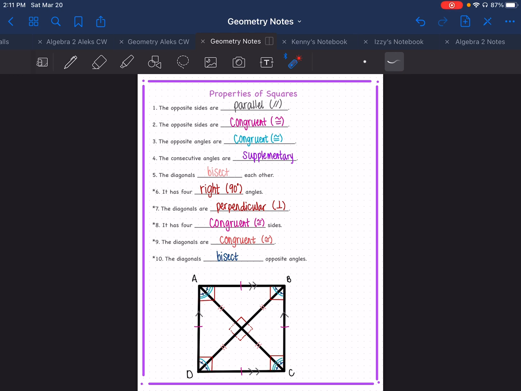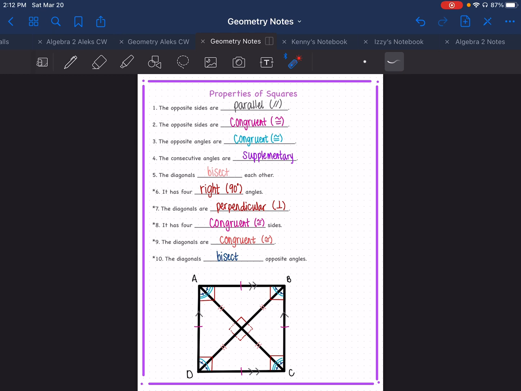The consecutive angles are supplementary. So remember, angle A plus angle B equals 180. And then you can keep going around. Angle B plus angle C equals 180. Angle C plus angle D equals 180. And angle D plus angle A equals 180.